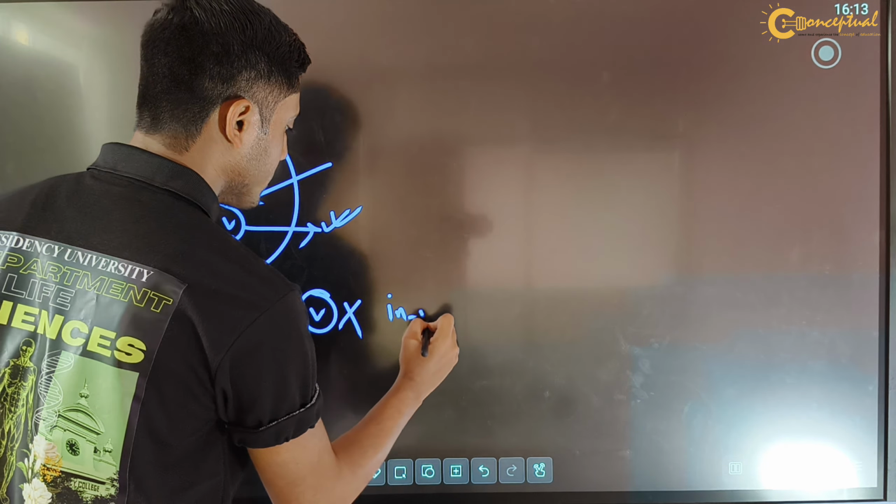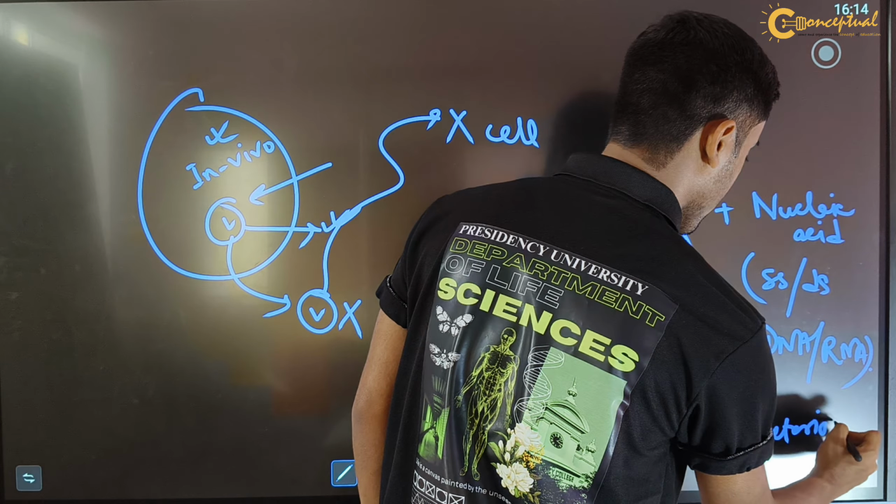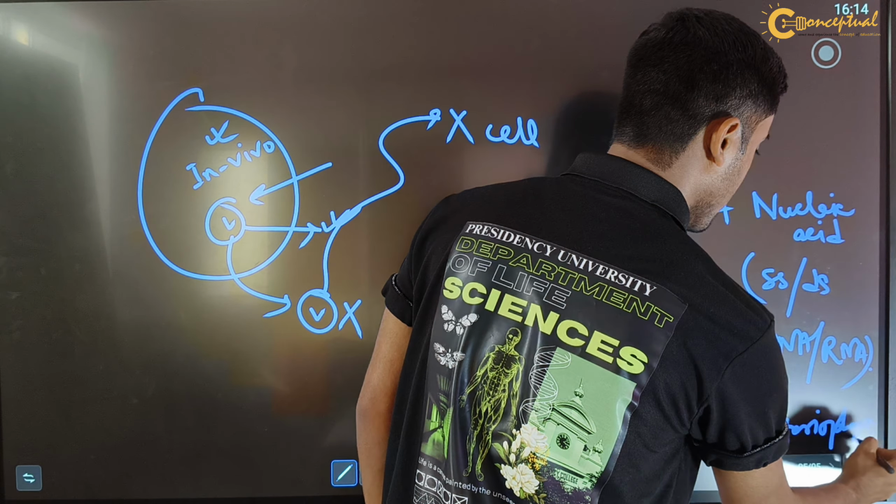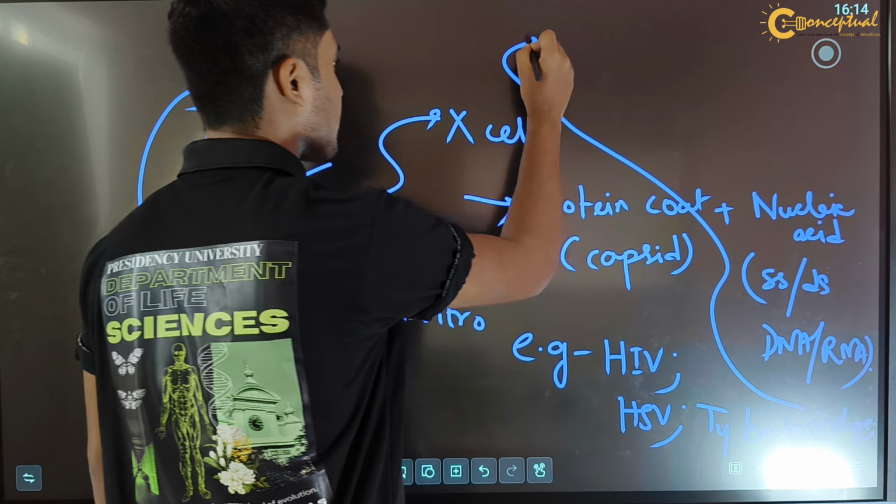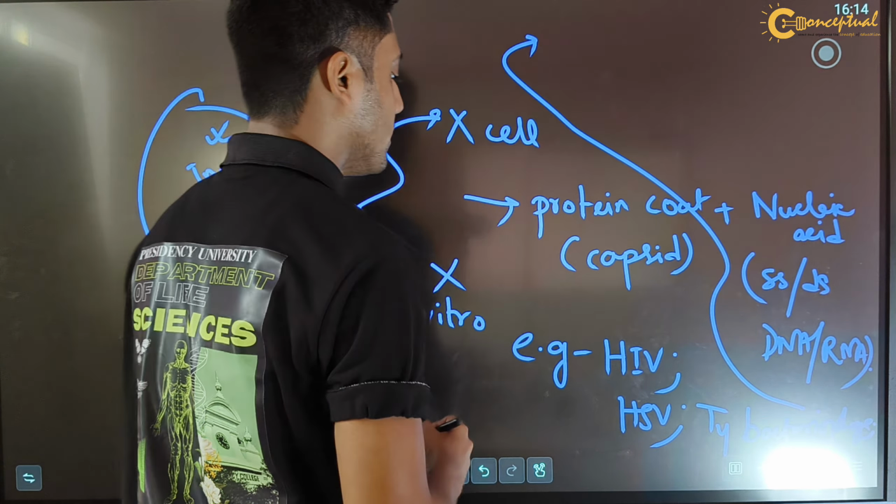The examples of virus can be human immunodeficiency virus, which is responsible for causing AIDS, then herpes simplex virus, which is responsible for causing herpes, genital herpes, and another example such as T4 bacteriophage, which is responsible for killing bacteria. Then there can be other viruses such as TMV or CMV, which are tobacco mosaic and cauliflower mosaic virus.